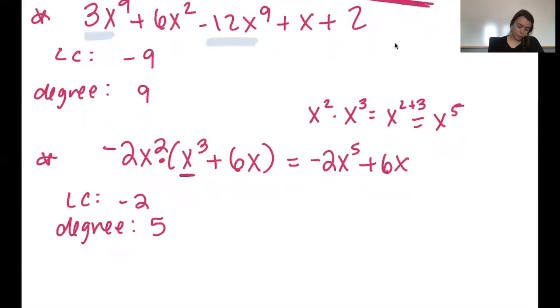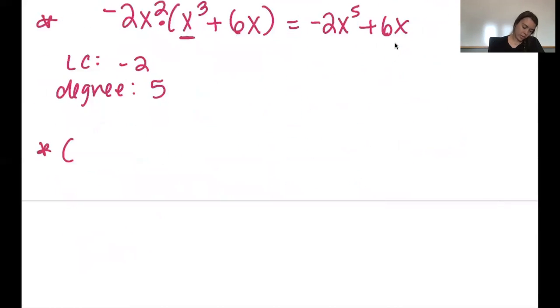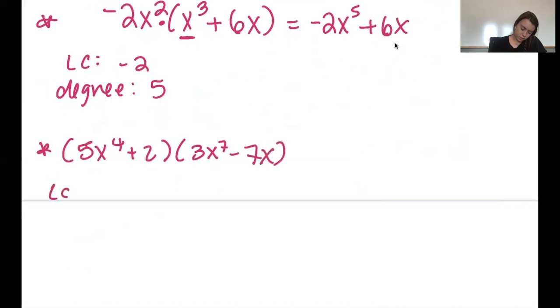Okay, last example, and then I'll let you go. I think you have some homework to do Wednesday night, so you could probably work on that. Let's do 5x to the 4th plus 2, times 3x to the 7th minus 7x. Take a second to think about that. LC is 15 and the degree is 11.